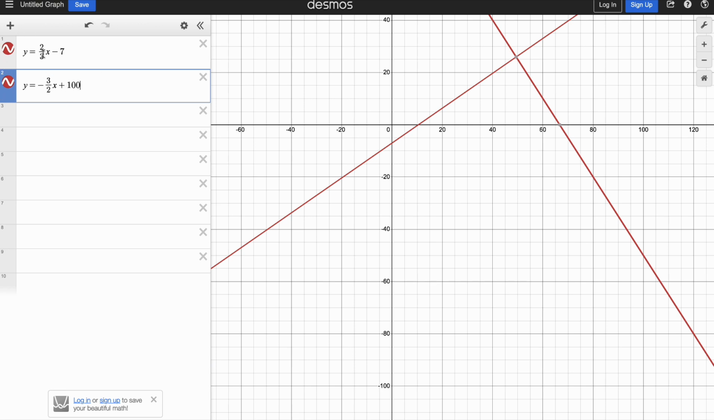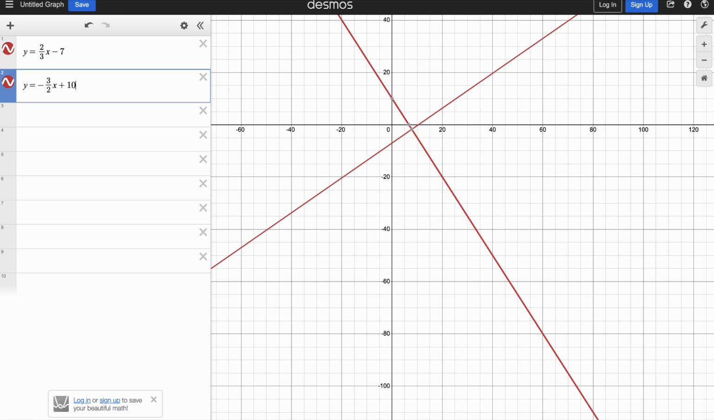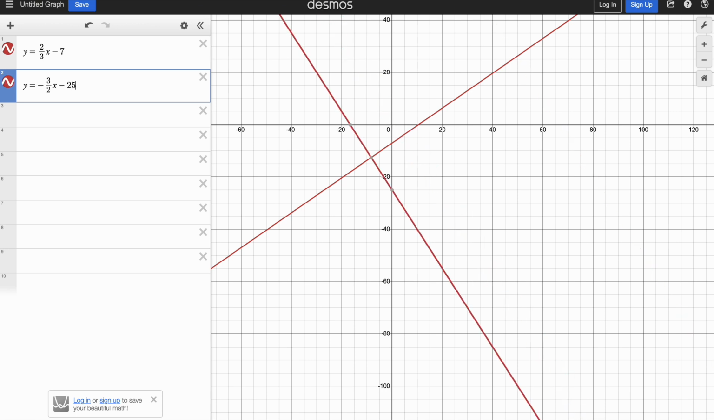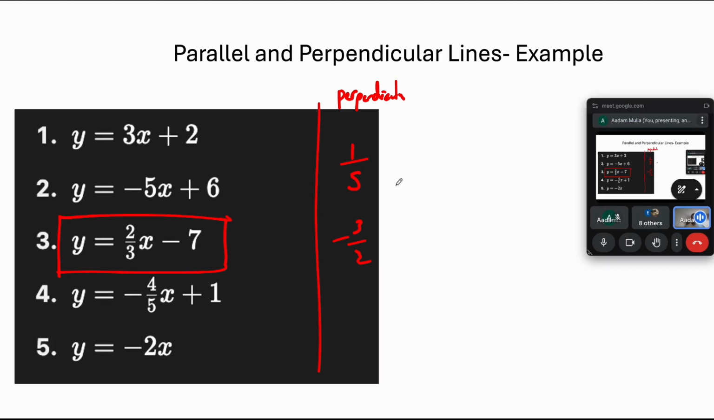So the first one was 2/3 x. Because that was positive, it needs to be negative, and I need to flip that fraction. It doesn't matter where the y-intercept is. It could be 1,000, it could be minus 25.2, it doesn't matter. But there'll be right angles there. So the two main things that you need to remember is that if you have parallel lines, they're going to have the same gradient. If you have perpendicular lines, the main thing is it's going to be an inverse reciprocal.